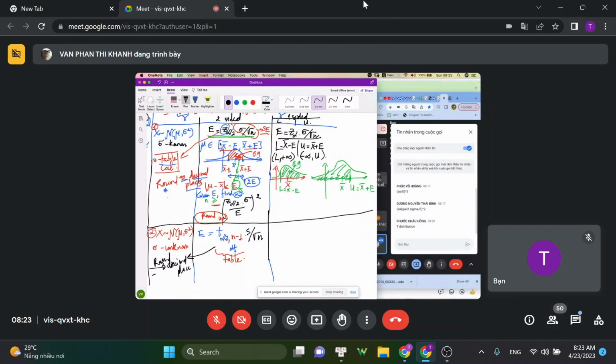Okay, a second, here the same formula. So mu belongs to this interval where we just change it into this one. And E in this case is T alpha over 2, n minus 1, S over square root of n.